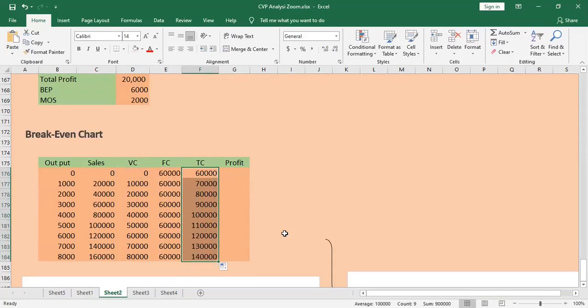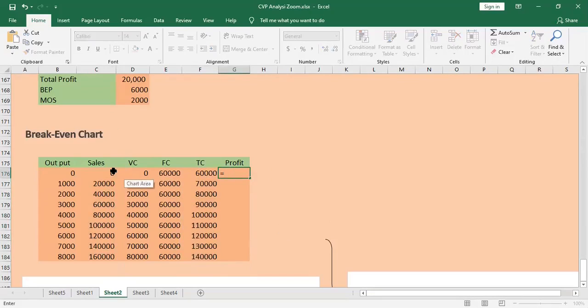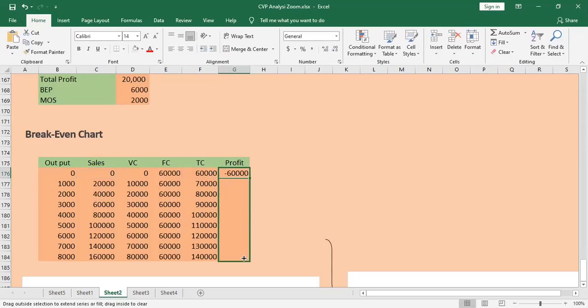Then you can easily calculate the profit if you want, because we have sales revenue and we have total cost. How do you calculate the profit? Sales minus total cost, right? So you are getting the profit.